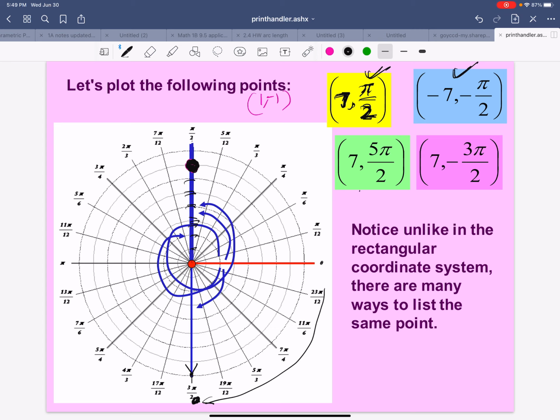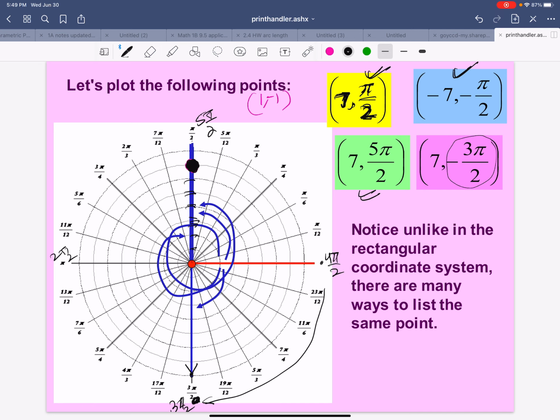Next we have (7, 5pi/2). Okay, so this is pi/2, this is 2pi/2, 3pi/2, 4pi/2, and now I'm back at 5pi/2. Again, I will go 7 forward, and that's my angle 5pi/2. First find the angle, then the radius. If the radius is negative, go in the backwards direction, the opposite direction.